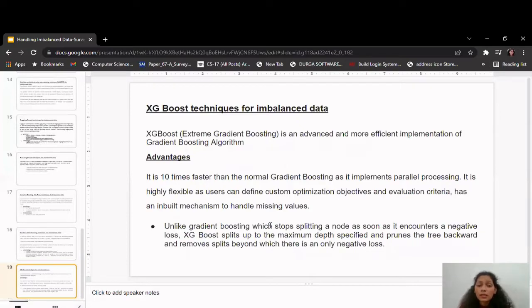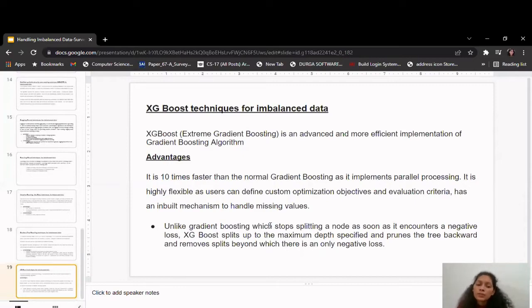Then comes the XGBoost technique for imbalanced data. XGBoost, also known as extreme gradient boosting, is an advanced and more efficient implementation of the gradient boosting algorithm. The advantage is that because it is more advanced, we can say it works 10 times faster than the normal gradient boosting, as it implements parallel processing. Whenever we are doing parallel processing, of course, it will work somewhat better than the previous one.